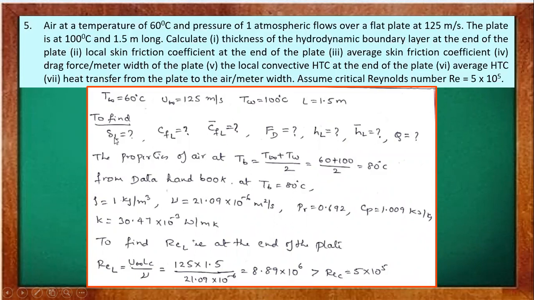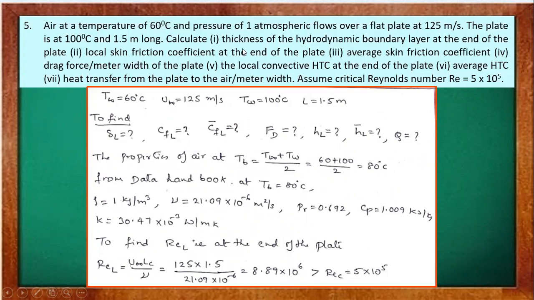So delta L, which is delta X or delta L, both are the same, and we use the X value if it is between 0 to L, that means between the leading edge and the trailing edge of the plate. If we want to find the data at a point at length L, we take it as delta L. So delta L is the boundary layer thickness at the end of the plate. This we need to find out.